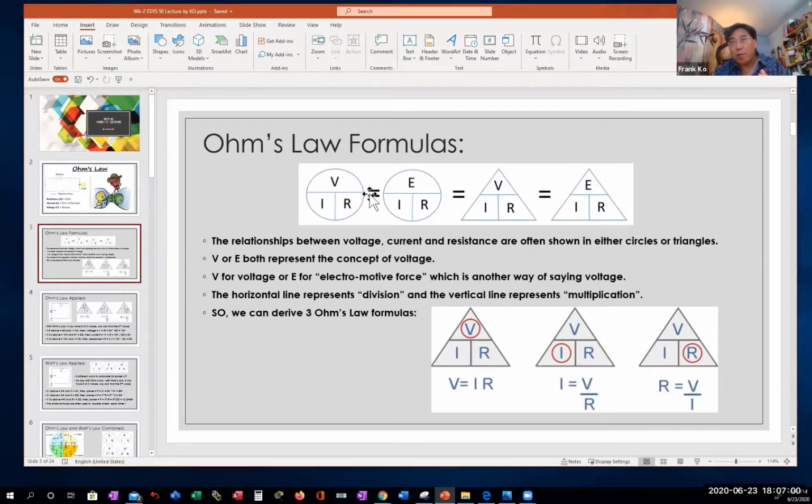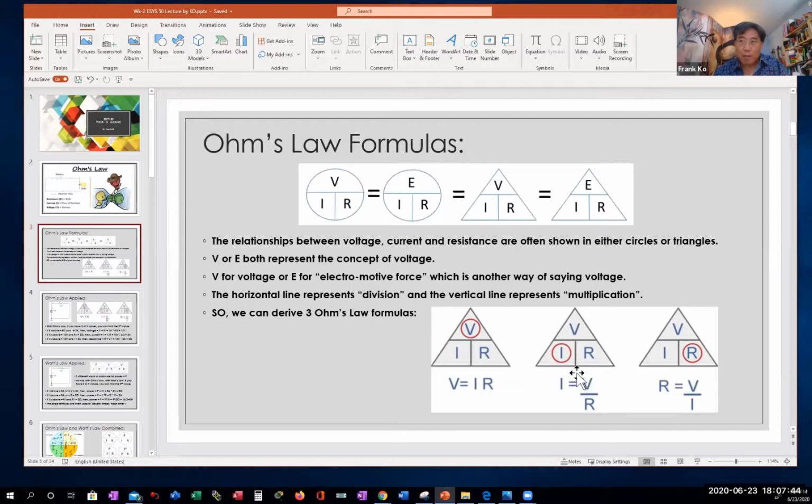If you take a look at the very first circle, the horizontal line of that circle represents a math function known as division. The vertical line represents a math function known as multiplication. Here is an example. If you take a look at these triangles at the lower portion of this frame, you see V is circled. If we are looking for voltage, you cover up the V with your thumb, and what's left is an I on this side and an R on this side. Remember, the vertical line represents multiplication, which is shown in this formula: V is equal to I times R.